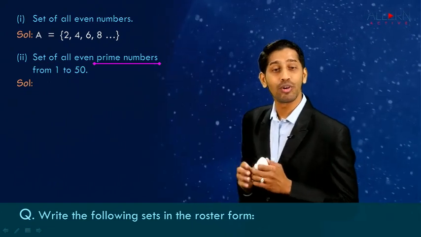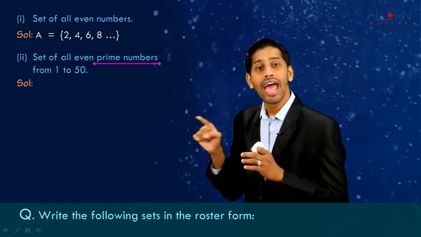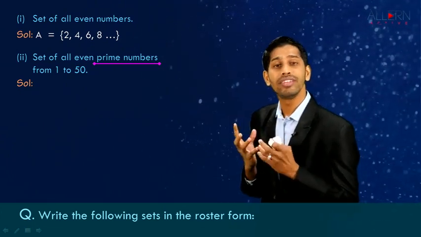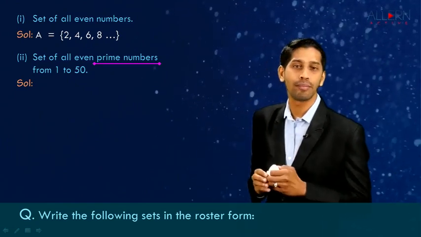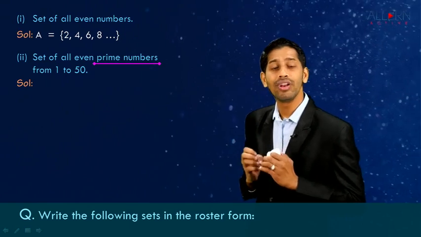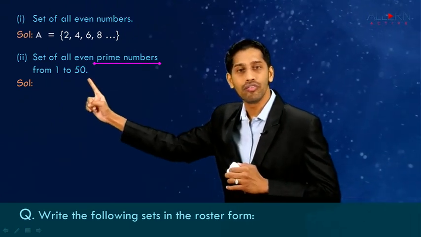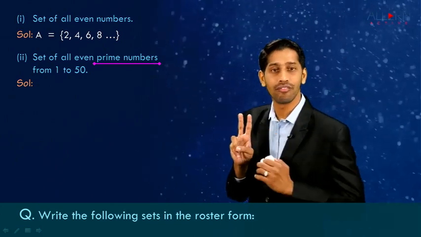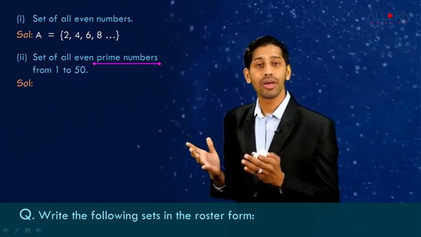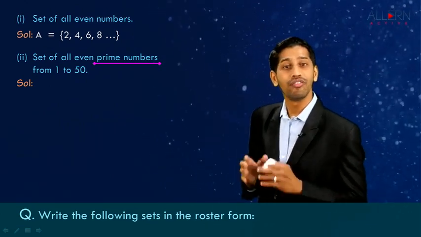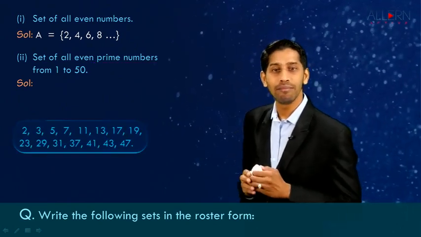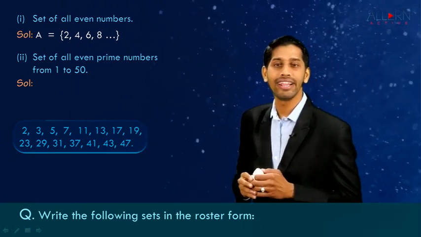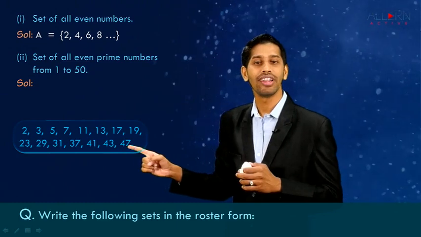4 is not a prime number because 4 comes in the table of 1 as well as in the table of 2. So a number which is divisible only by itself and 1 is called a prime number. First of all, we'll write all the prime numbers from 1 to 50. So 1 is not a prime number, 2 is a prime number because it comes in the table of itself. 3 is a prime number, then 4 is not a prime number because it comes in the table of 2. 5 is a prime number, 7, 11, 13, 17, 19, 23, 29, 31, 37, 41, 43, 47.